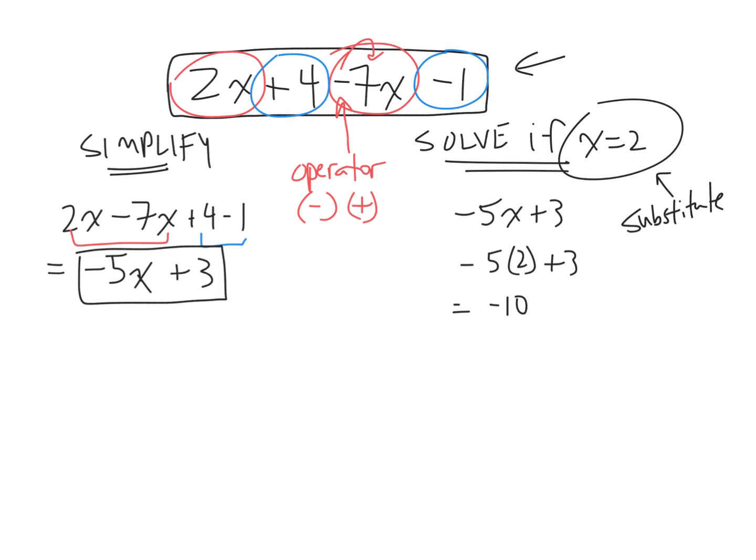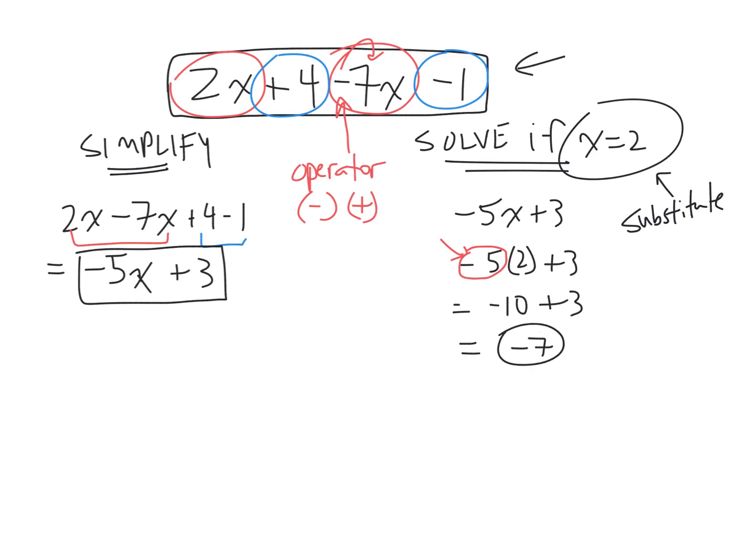Now again, notice that I kept the operator with that number 5, okay? It's like the operator and the number become linked together. So it becomes minus 10, and then we're going to add 3 to that. Minus 10 plus 3, if you're keen on your integers, that's going to be minus 7.